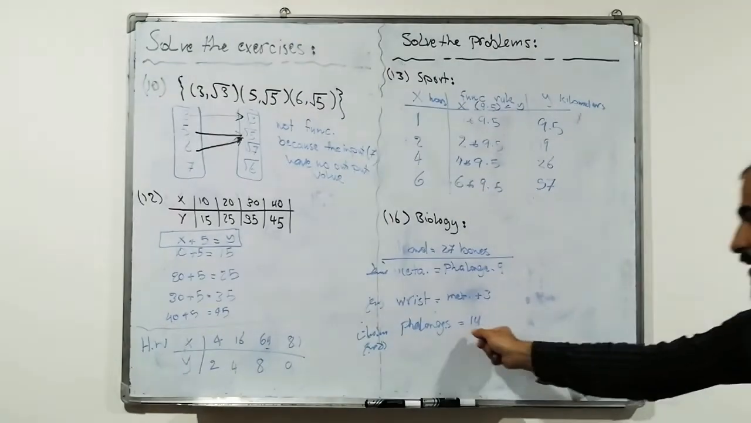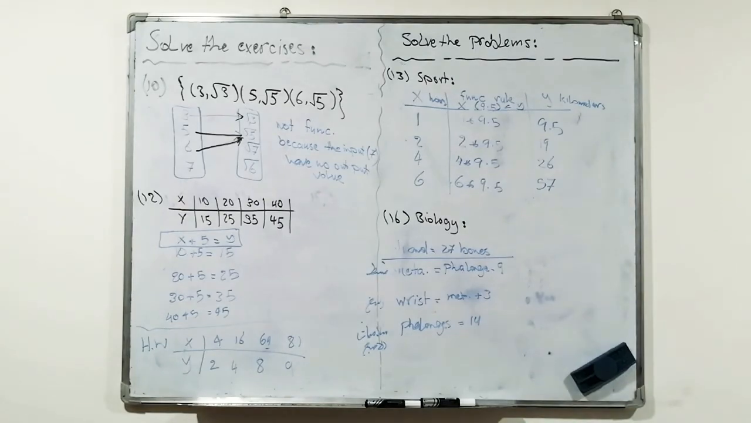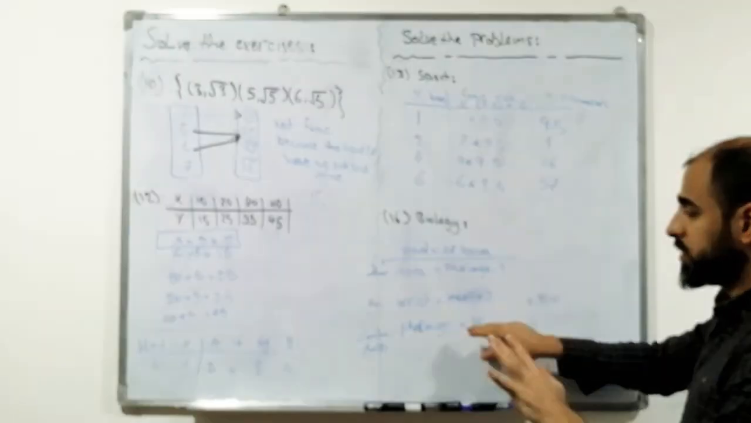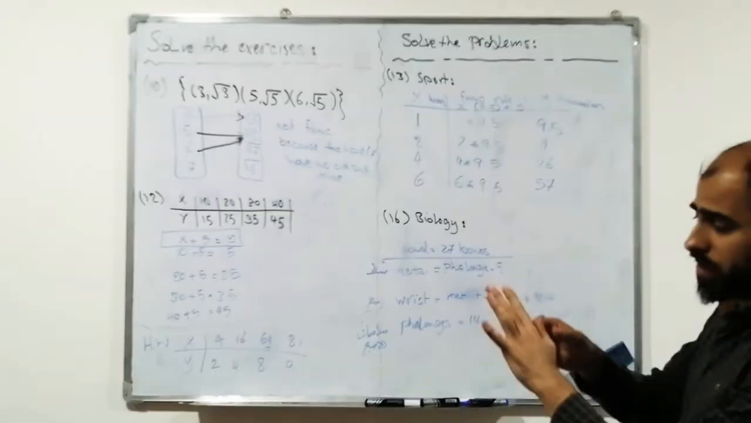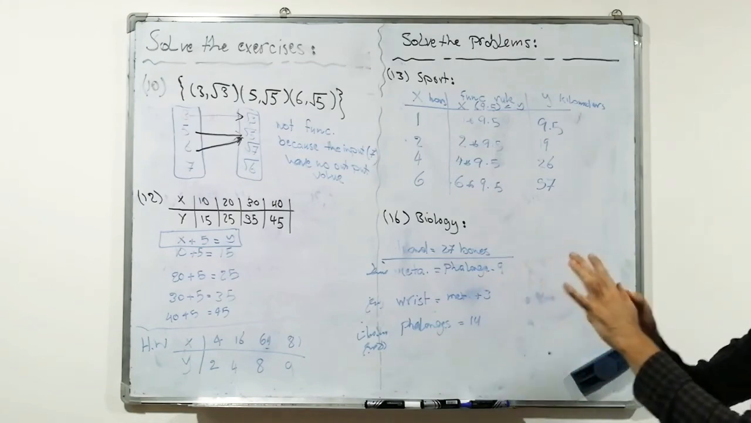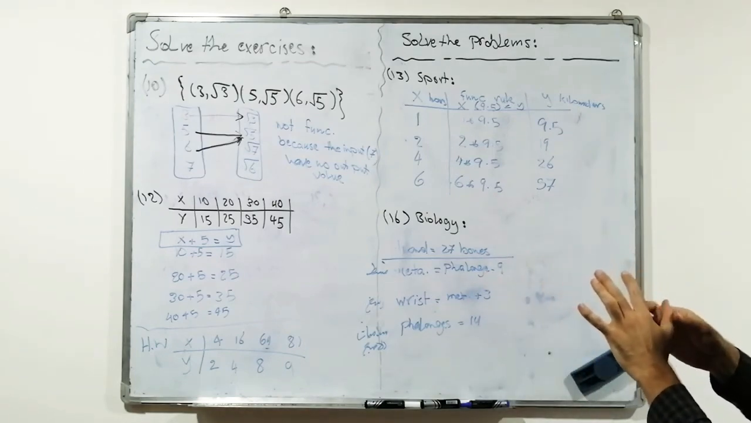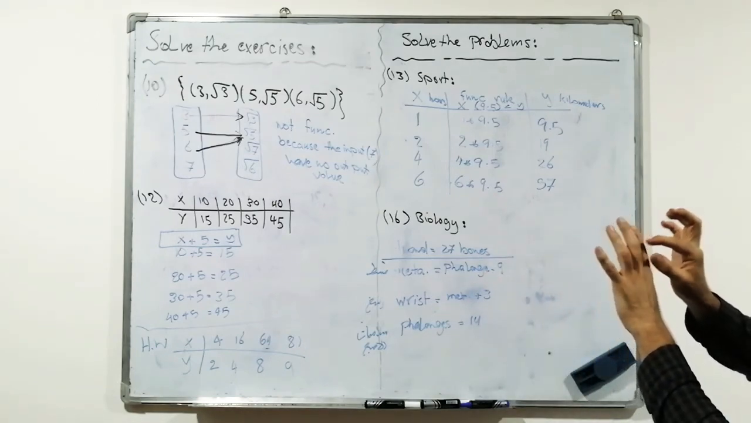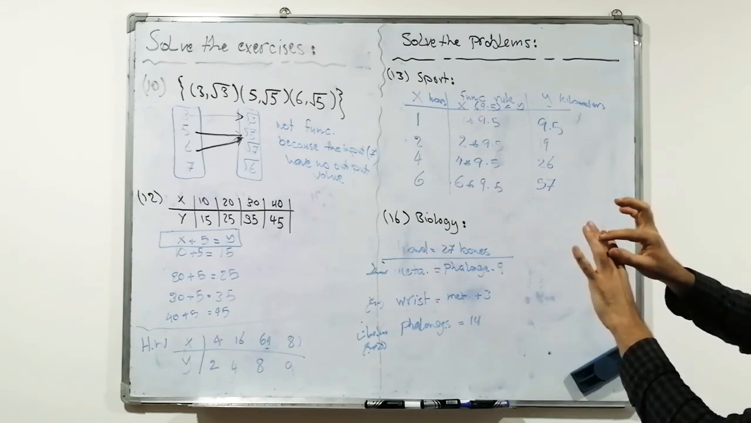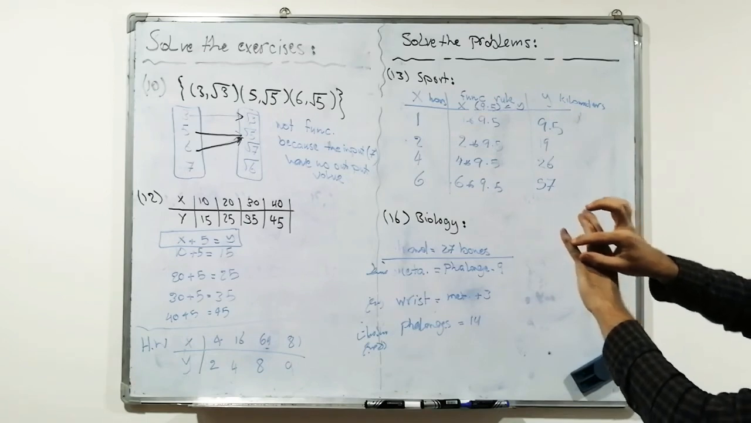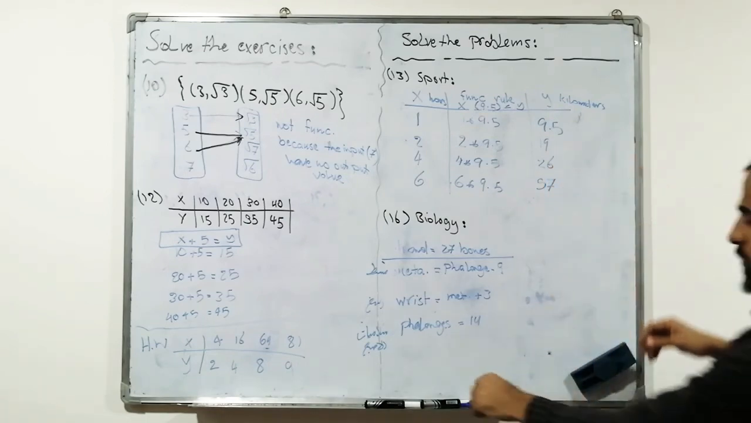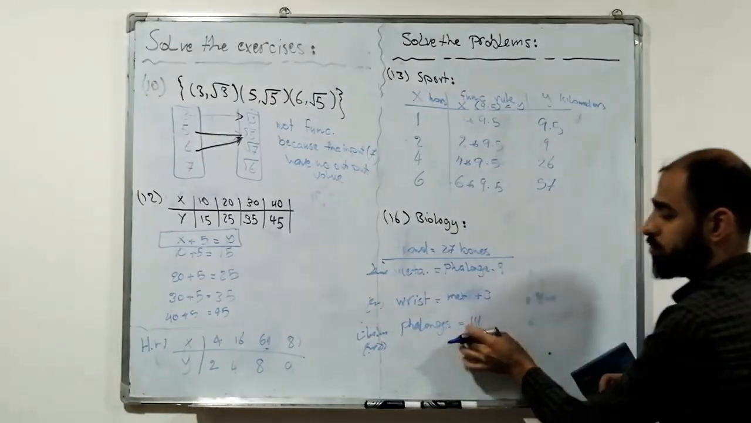The phalanges equal 14. We count them: 2 bones and 2, 4, 6, 8, 10, 11, 12, 13, 14 bones. So the phalanges equal 14.